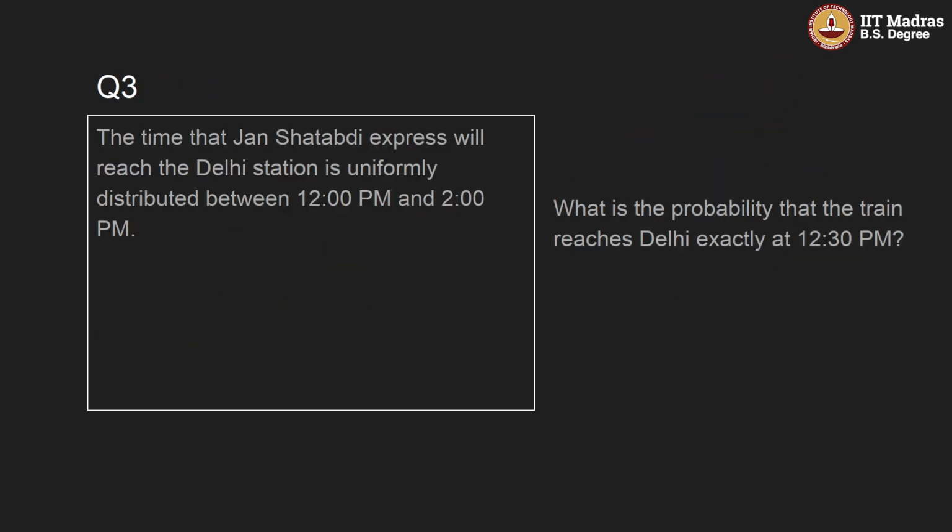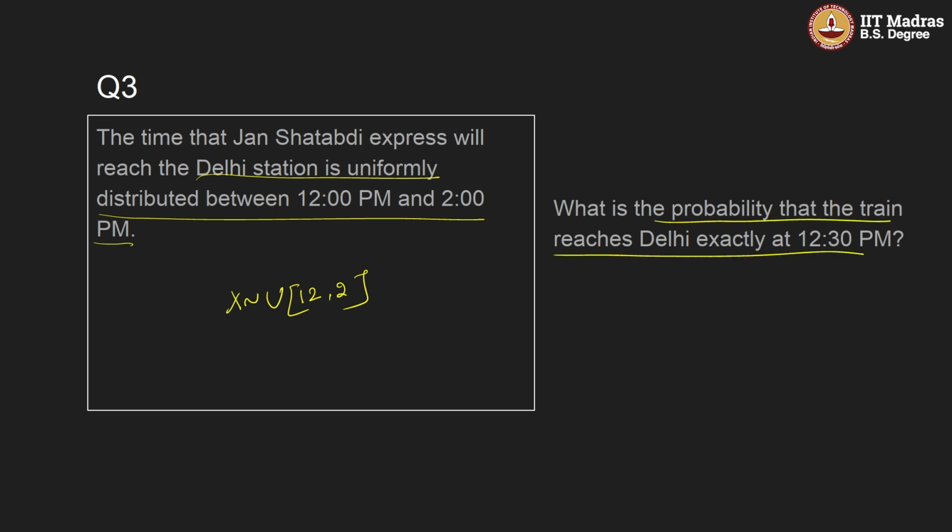Now, question three. The time that Jan Shatabdi Express will reach the Delhi station is uniformly distributed between 12 p.m. and 2 p.m. So, if x is representing the time, it is following a uniform distribution between 12 and 2 p.m. What is the probability that the train reaches Delhi exactly at 12:30? This is a uniform distribution, which is a continuous distribution. So if we have to find the probability at that particular time, at a constant point, we say that the probability is 0, right?